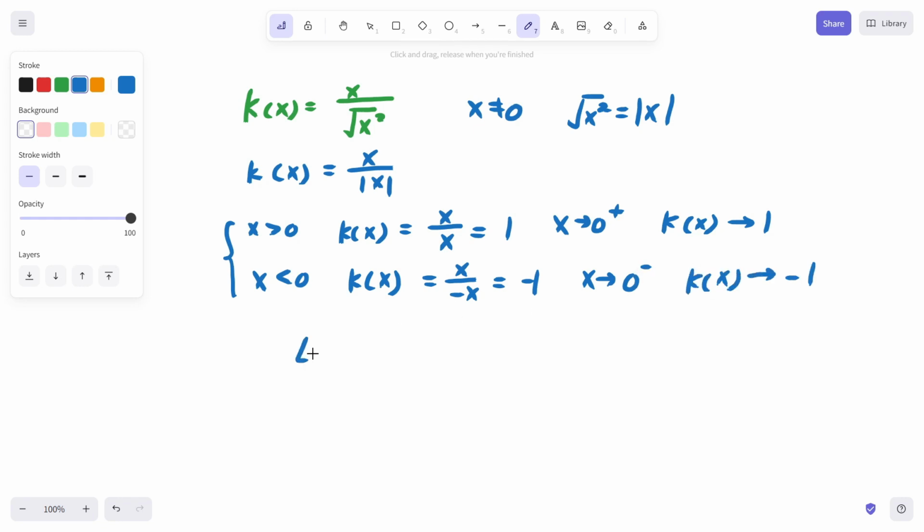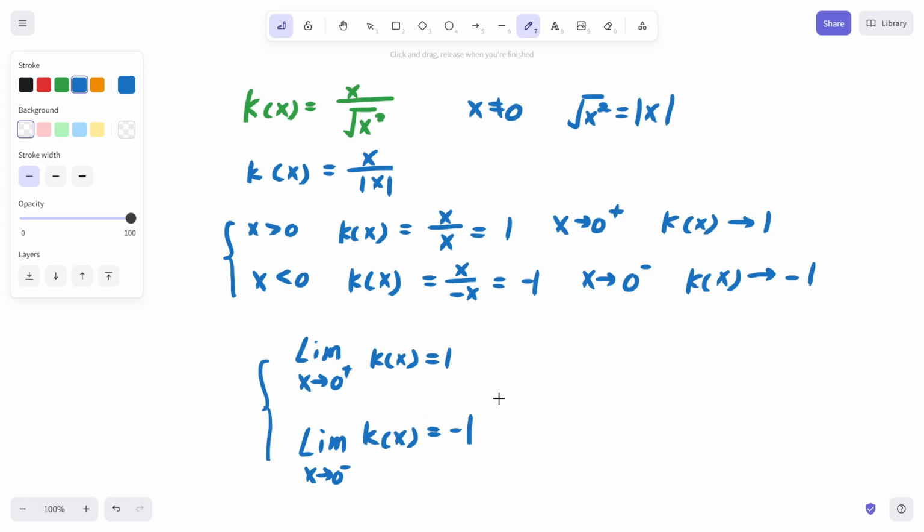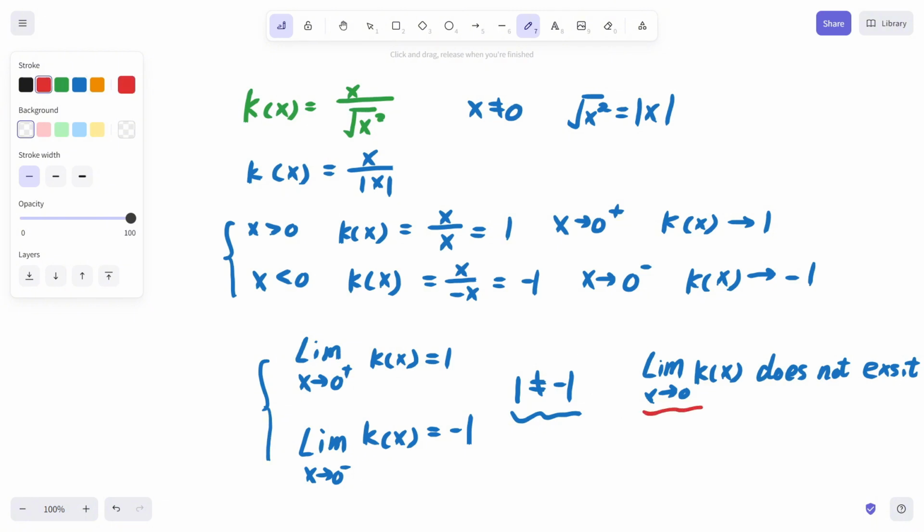Now look carefully at the limits. From the right side, the value of the function goes to 1. From the left side, the value of the function goes to negative 1. Because those two values are different, we say that the function k of x does not have a limit as x approaches 0. The two-sided limit does not exist because the left-hand and right-hand limits are not the same.